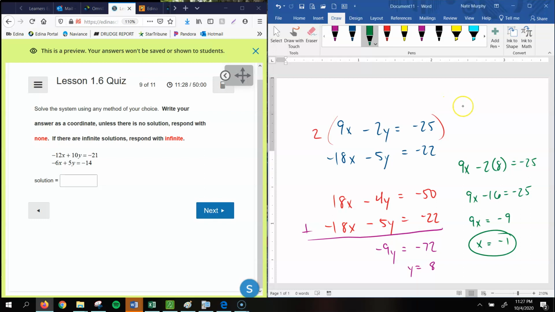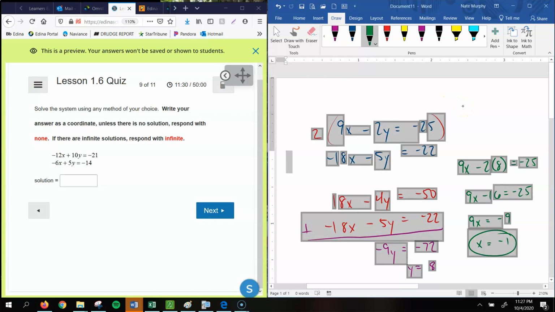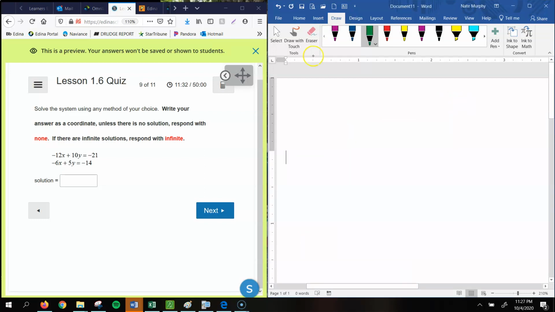All right, so number 9, we're doing another one of solving a system of equations. And so let me write those down. So we'd have negative 12x plus 10y equals negative 21. And the second one, we have negative 6x plus 5y equals negative 14.